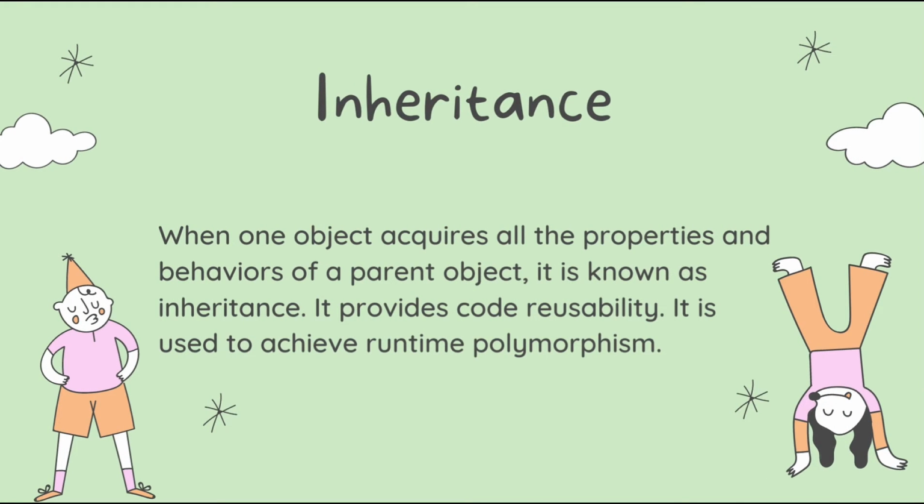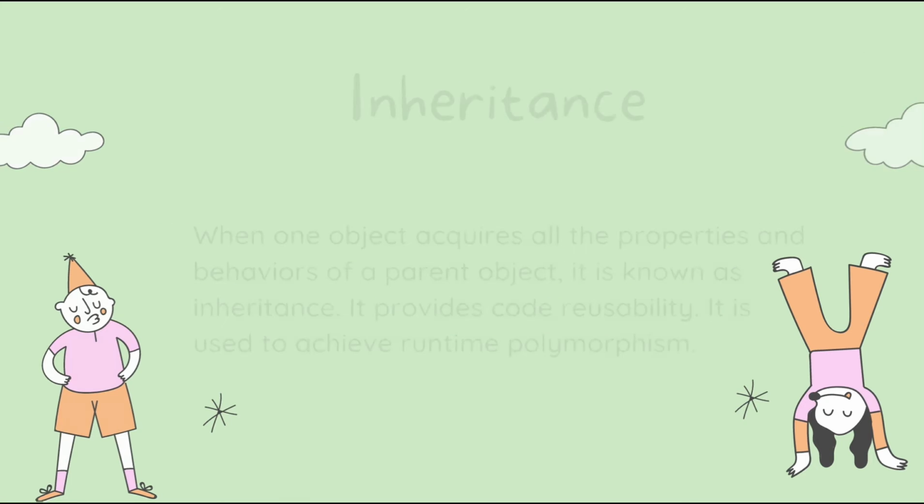Inheritance: when one object includes all the properties and behaviors of a parent object, it is known as inheritance. It provides code reusability. It is used to achieve runtime polymorphism.